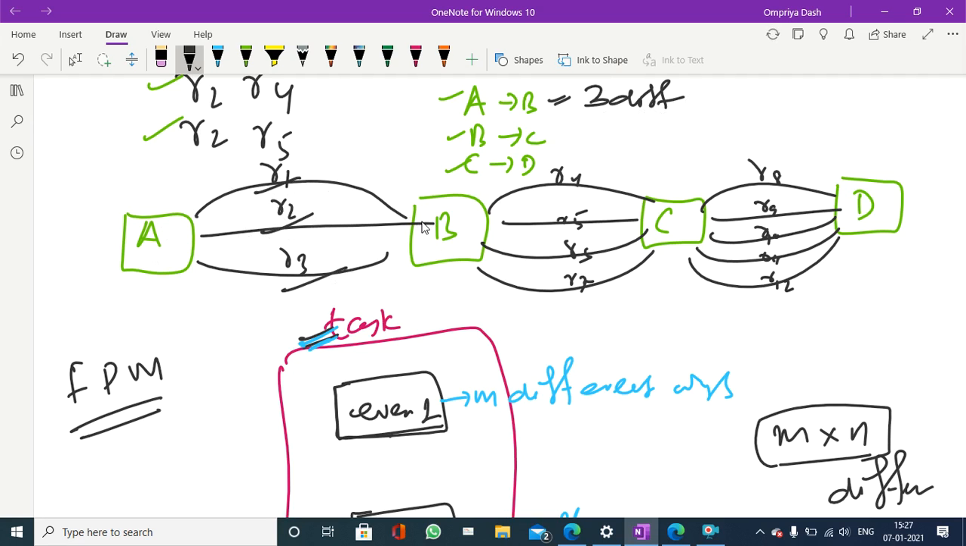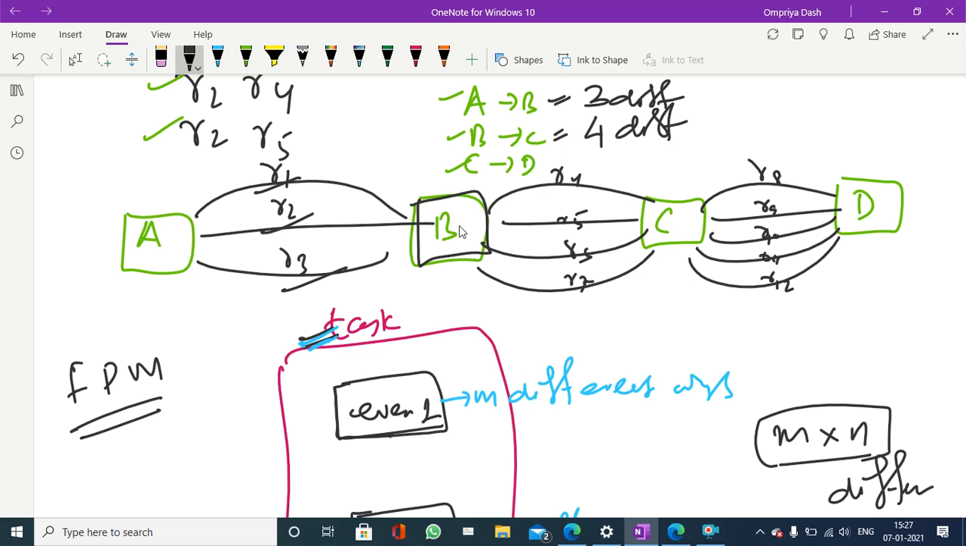Now imagine event 1 has already happened. That means you have taken one of these three routes and you have now reached place B. Now you want to go from B to C, which is event 2, and it can happen in 4 different ways.